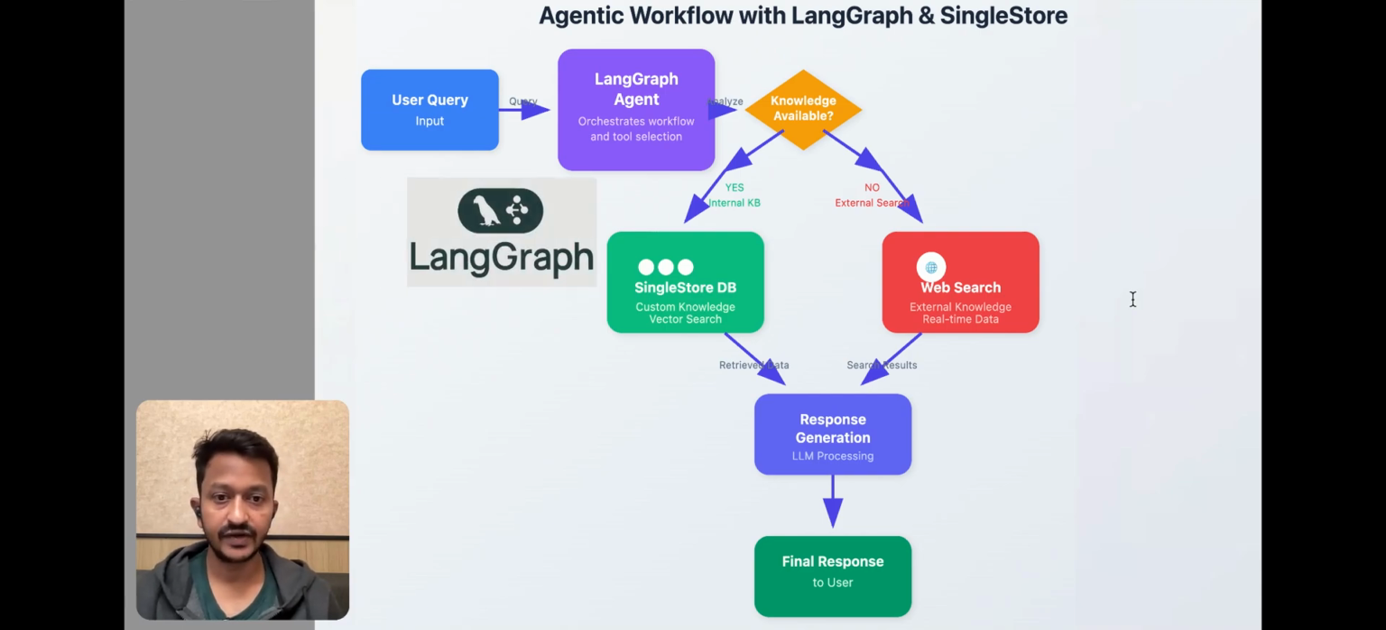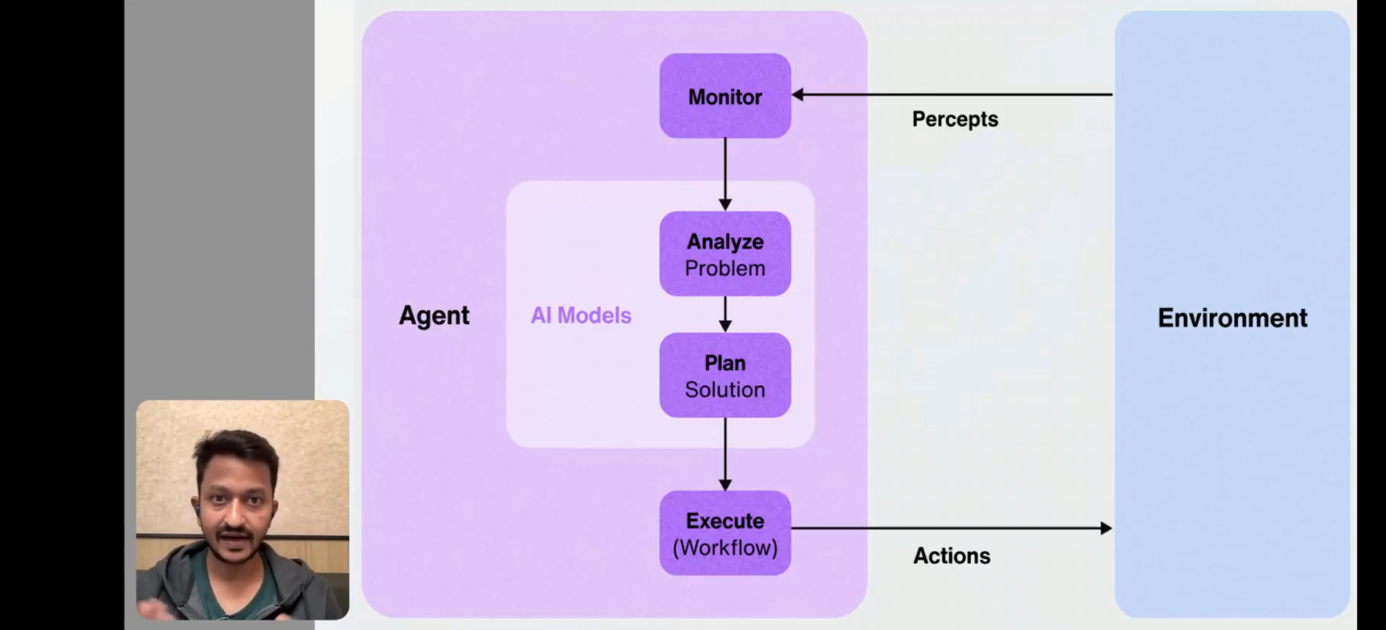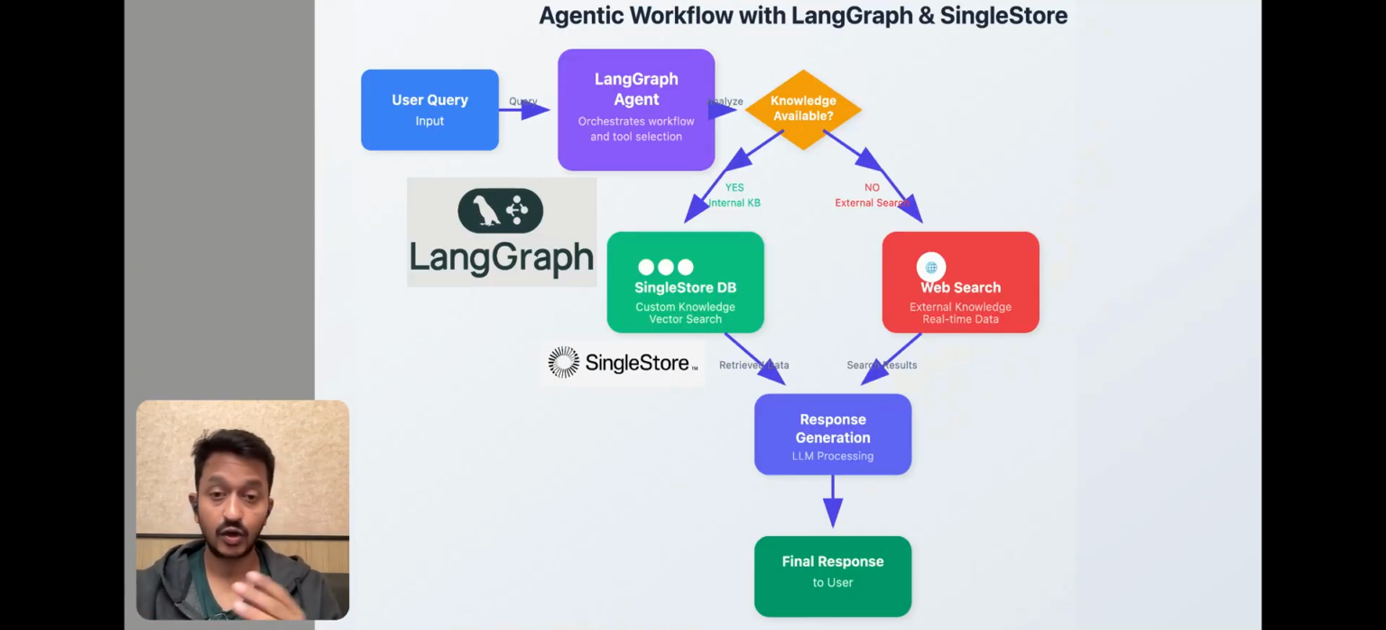Hey guys, so today we are diving into something really exciting: building intelligent agentic workflows that can think, decide, and act autonomously. We'll explore how to create a system that can intelligently route queries between your custom knowledge base and real-time web search. So let's get started.